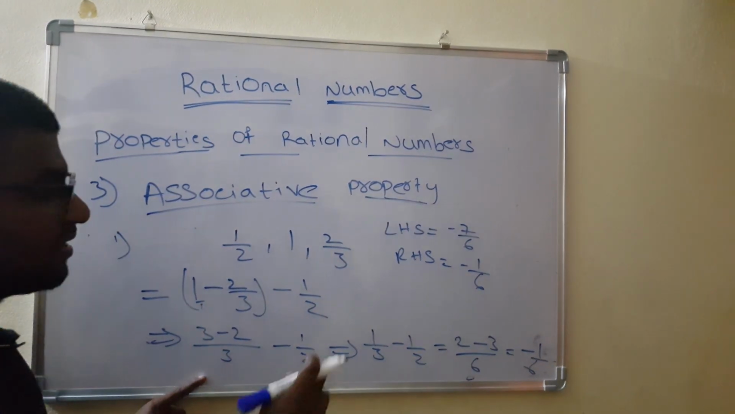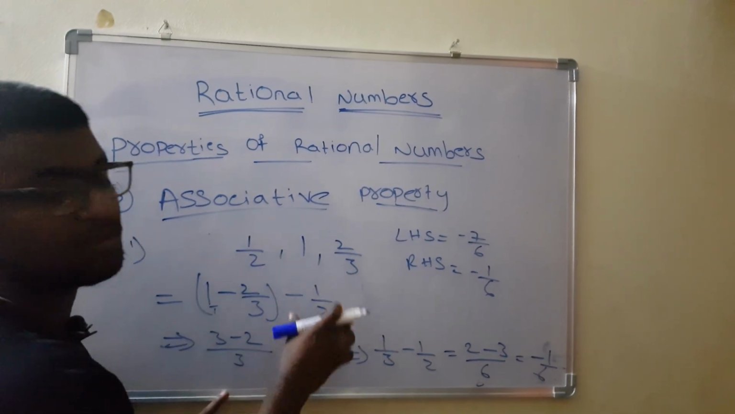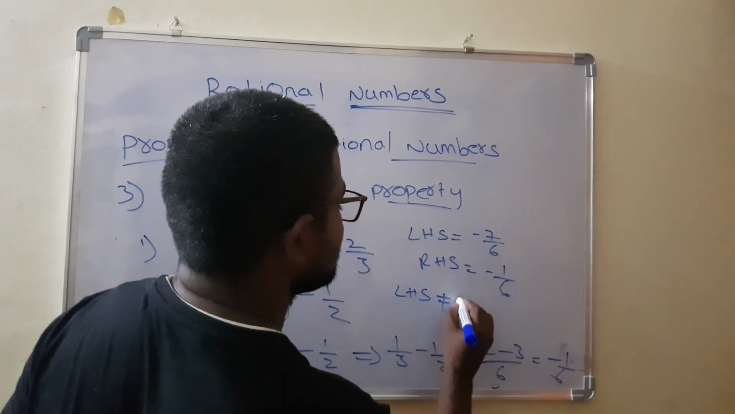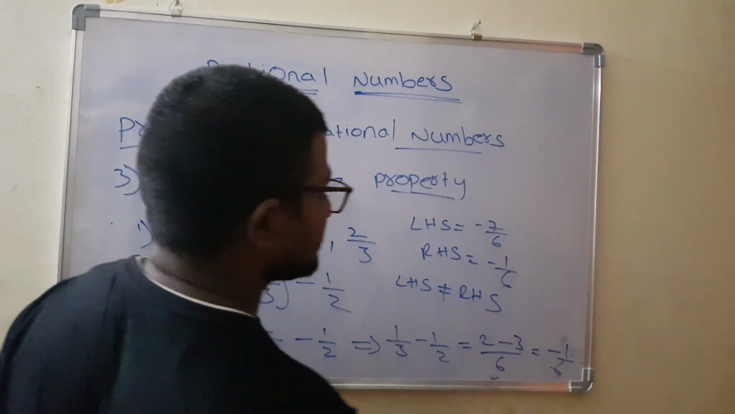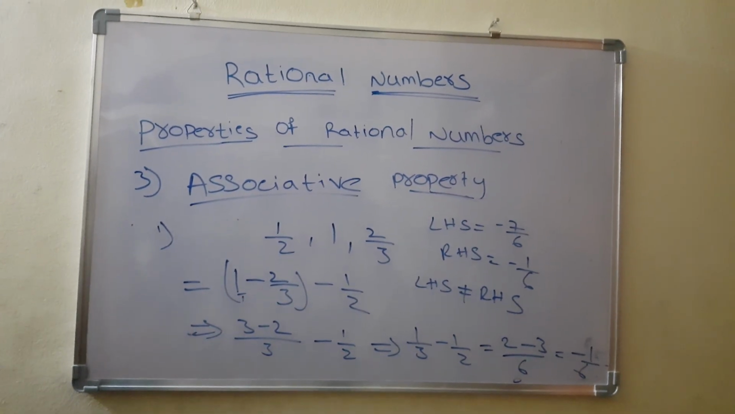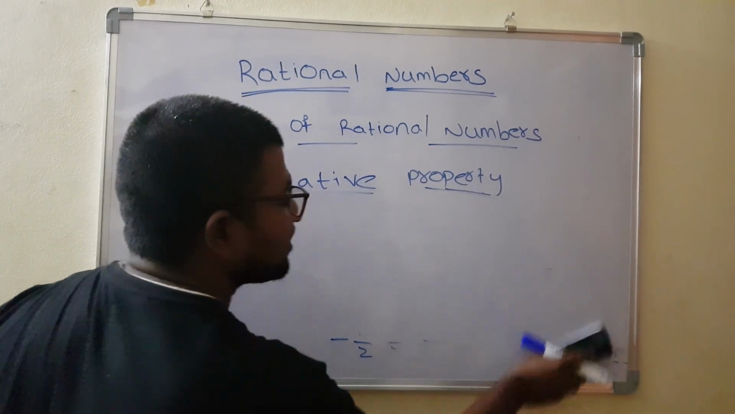As we know that LHS not equal to RHS, the associative property does not hold on subtraction. LHS not equals to RHS. Associative does not hold on subtraction. Next, associative property on multiplication. How do we use associative property on multiplication?